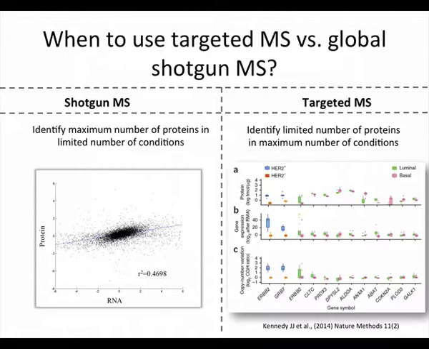So this is just a summary of when to use targeted mass spec versus global shotgun. For shotgun mass spectrometry, again, we identify the maximum number of proteins in a limited number of conditions. This plot just shows the protein expression and RNA expression in one experiment, and the regression showing the correlation between those two, right? So if that's what you're interested in, you have to do a global proteomics experiment. Instead, if you want to look at a limited number of proteins in the maximum number of conditions, so here we have a certain number of proteins in 4 different types of breast cancer, then targeted mass spec is the way to go, essentially.